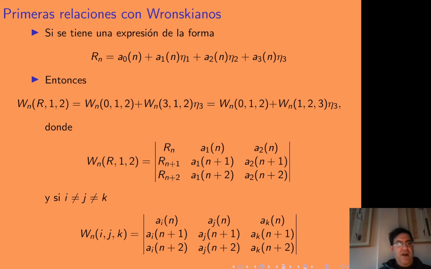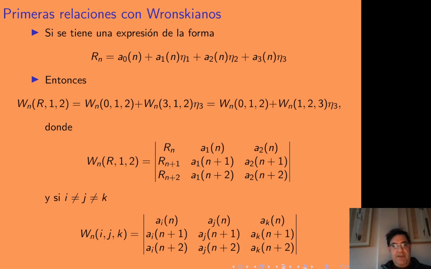If you have two columns equal to each other, then the Wronskian is equal to 0. If you replace R by this expression, then you have A0 here, which is the Wronskian of 0, 1, 2. Then you have A1, but then you have 1, 1, 2. This Wronskian is equal to 0, so that cancels. Then you have A2, so you have 2, 1, 2. Having two columns equal to each other gives 0, and then you have 3, so you have 3, 1, 2, eta 3, right?